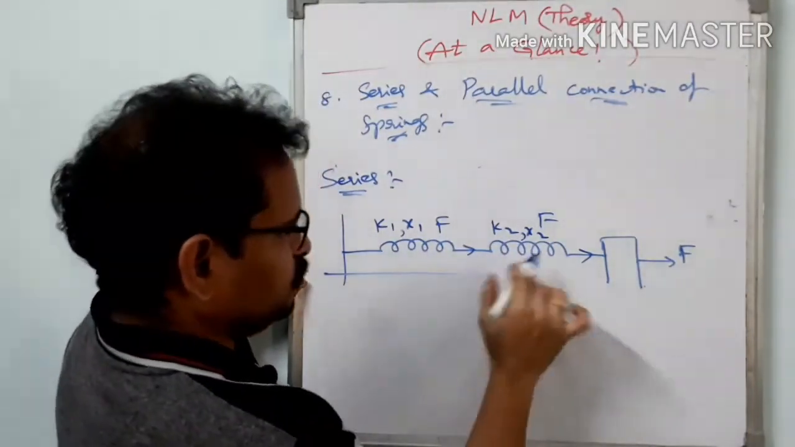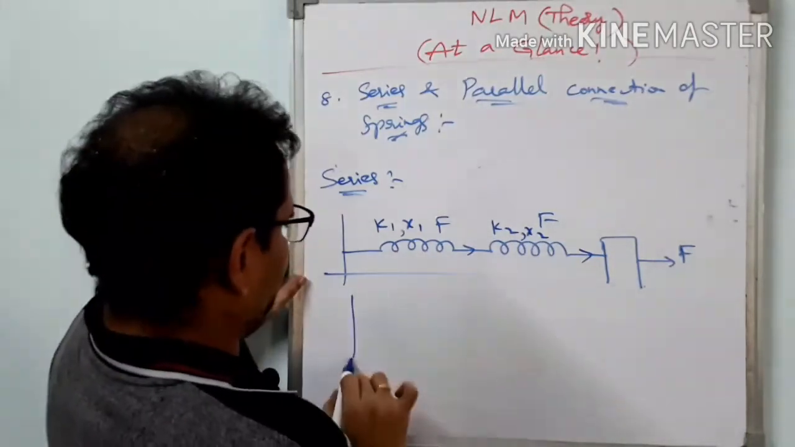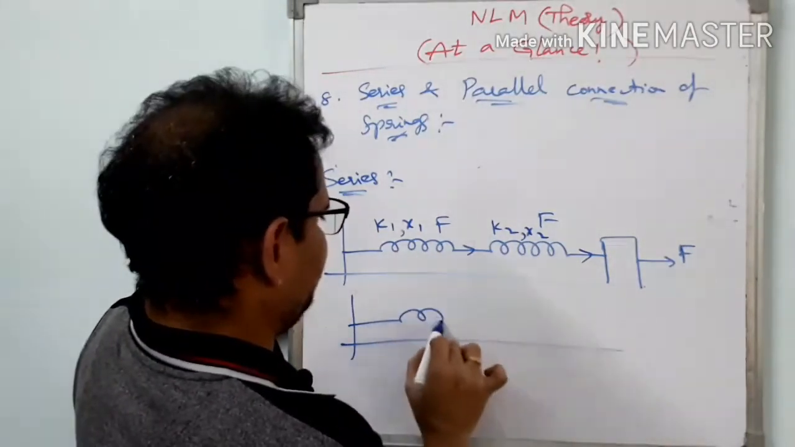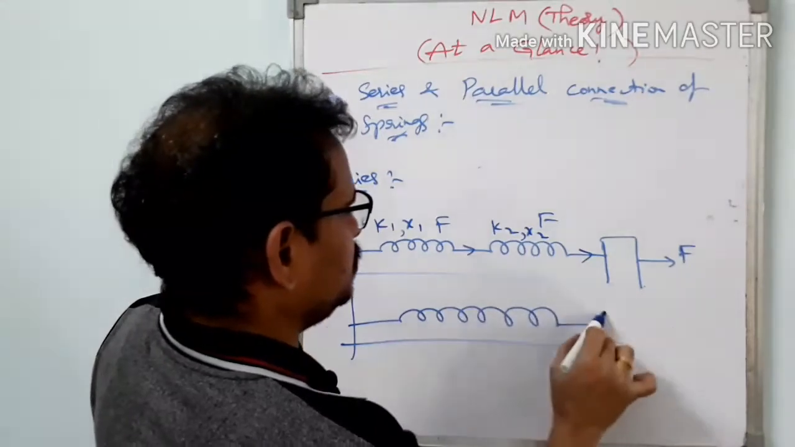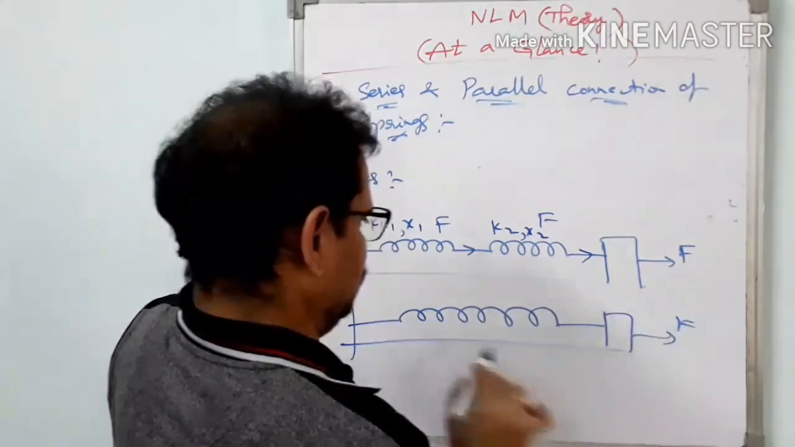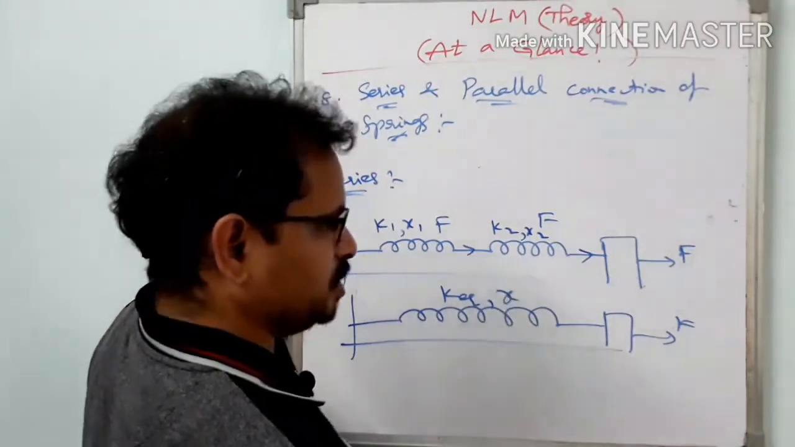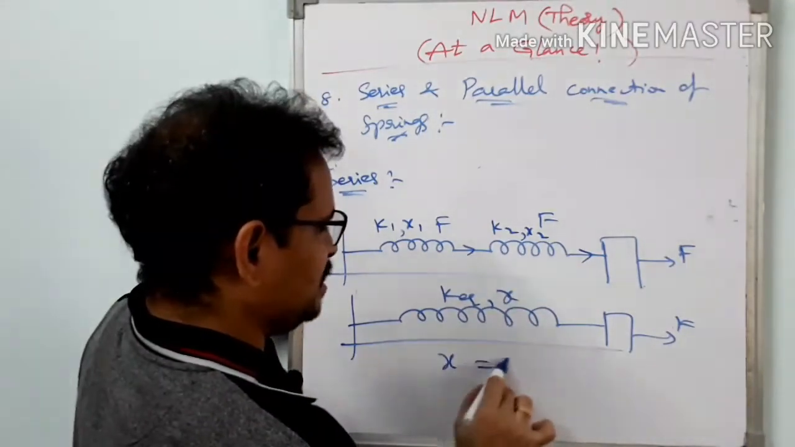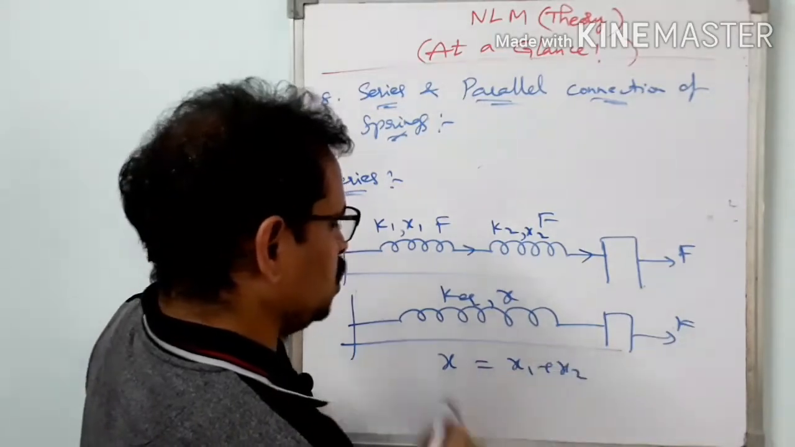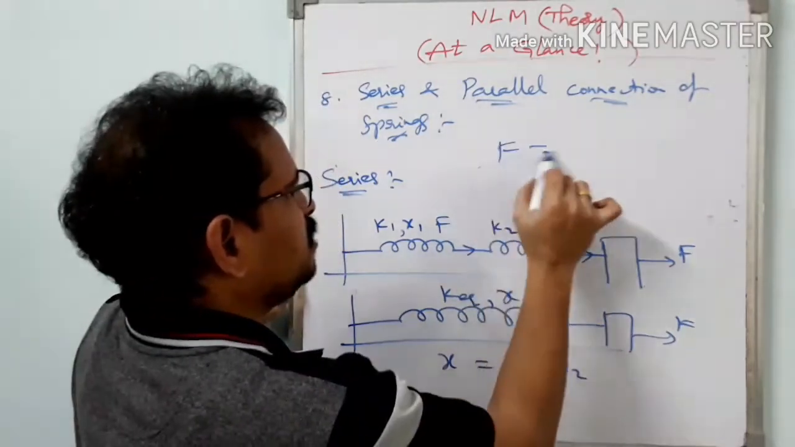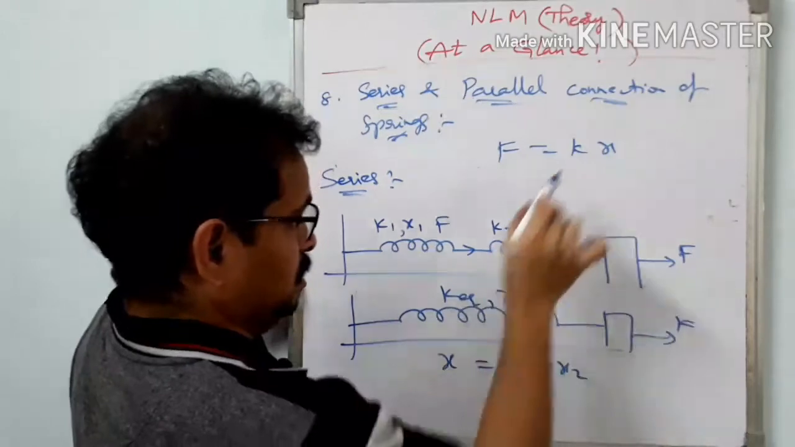So here the force is the same. Suppose we consider an equivalent spring of spring constant K equivalent, and the elongation produced is X. So in this case X equals X1 plus X2. What is X? Because we know F equals Kx, no? So what is X here?